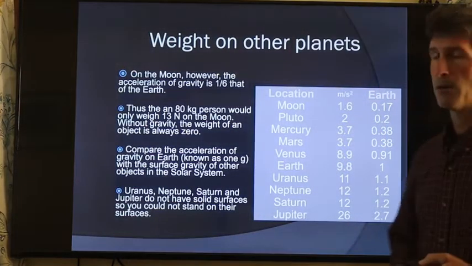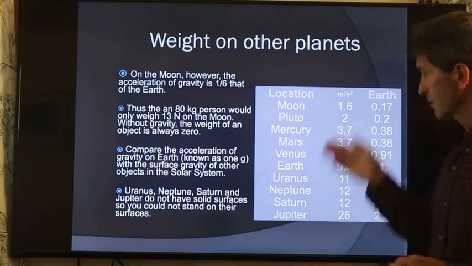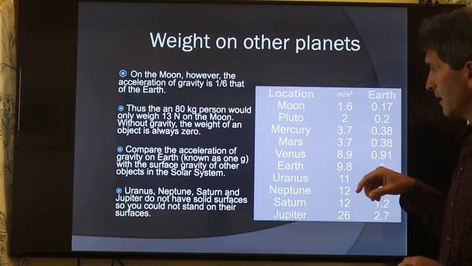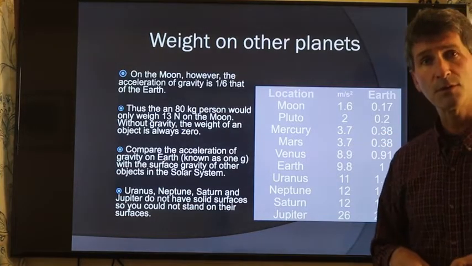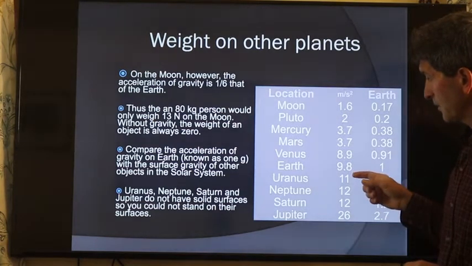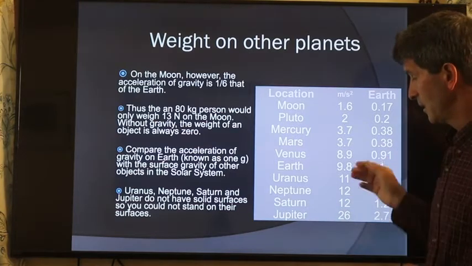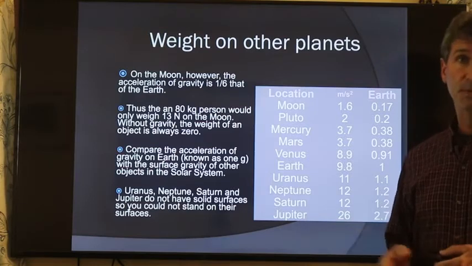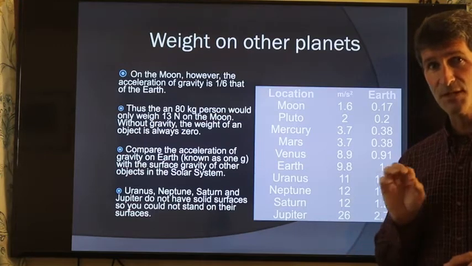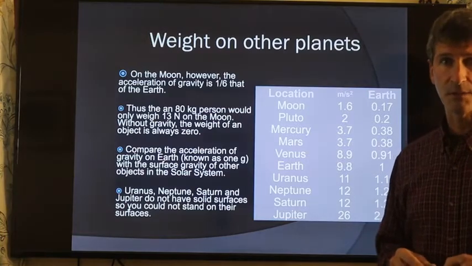In fact, on all these different planets, you would have a different weight because on each planet, there's a different acceleration of gravity. On the Moon, you'd be very light. On Pluto, you'd be very light. Mercury and Mars, you'd weigh about a third of what you do on the Earth. Venus, you weigh about the same. Same is true for Uranus, Neptune, and Saturn. If the cloud tops were solid surfaces, you could stand on them, you would feel slightly heavier, about 10 to 20% heavier, but not much. Jupiter, however, you'd have a problem. If its cloud tops were, in fact, solid, you could barely stand up at 2.5 times the acceleration of gravity.